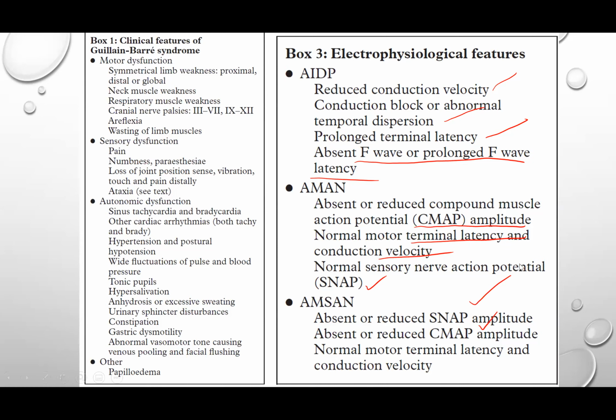Unlike a description, this puts it very clearly. If the NCV is reduced, if there is no F wave or prolonged F wave latency, or conduction velocity is reduced, it is AIDP. If the CMAPs are absent or reduced, it is AMAN. If both the SNAP and the CMAP, that is sensory and motor action potentials, are involved, it is AMSAN.